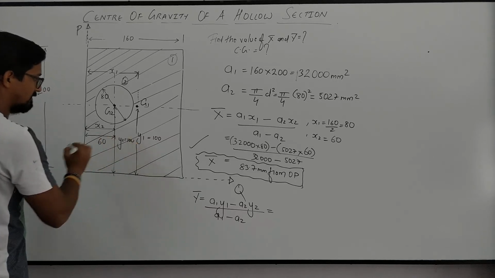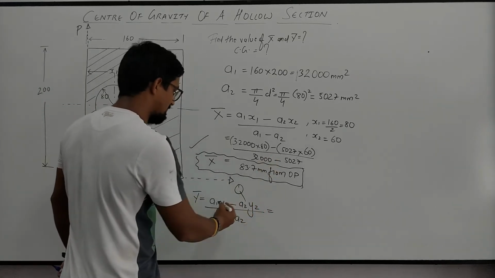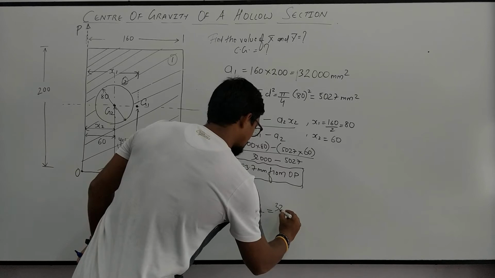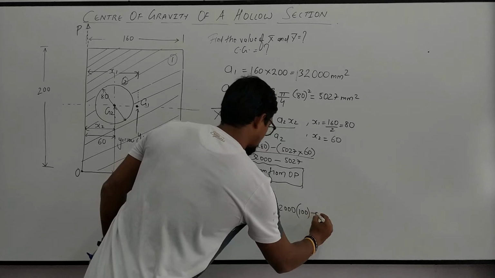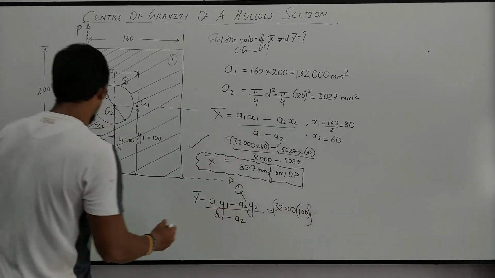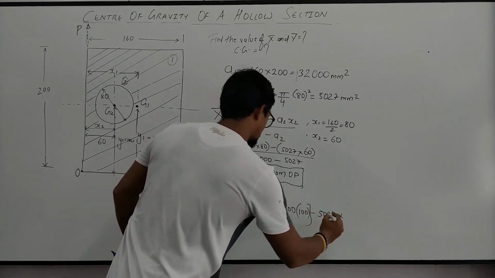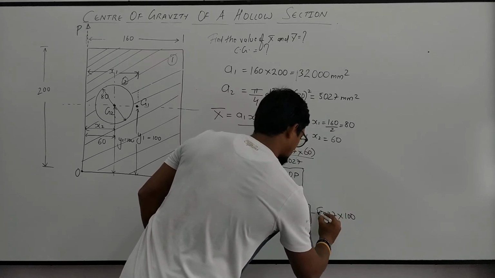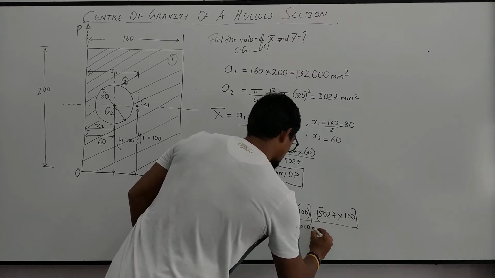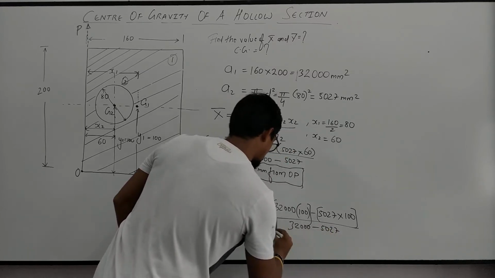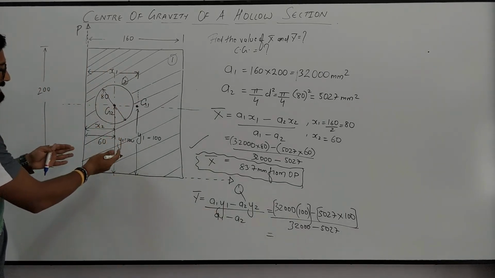Again the same 100. So y1 and y2, our values are equal. So we have to put all the values again here. a1 we know, y1 is 100, minus a2 y2, a2 is 5027 into y2 is again 100, divided by a1 minus a2, correct? So y1 and y2, why are they coming as equal?